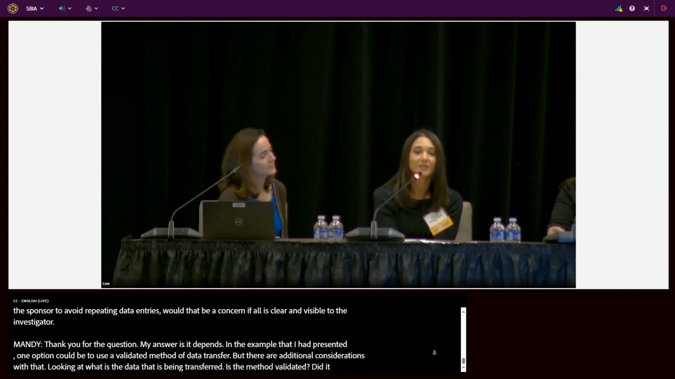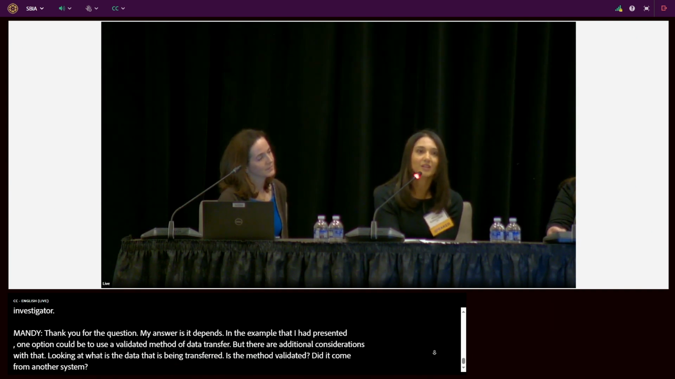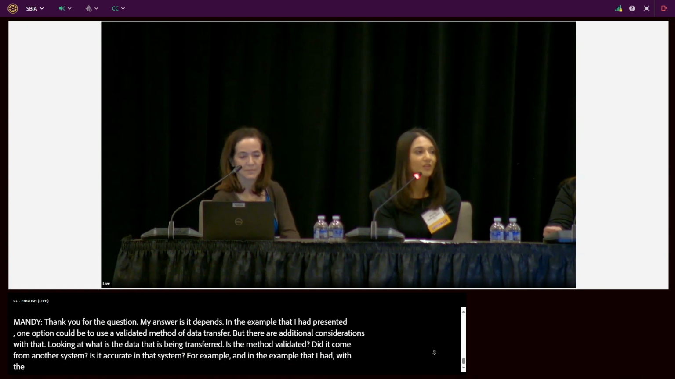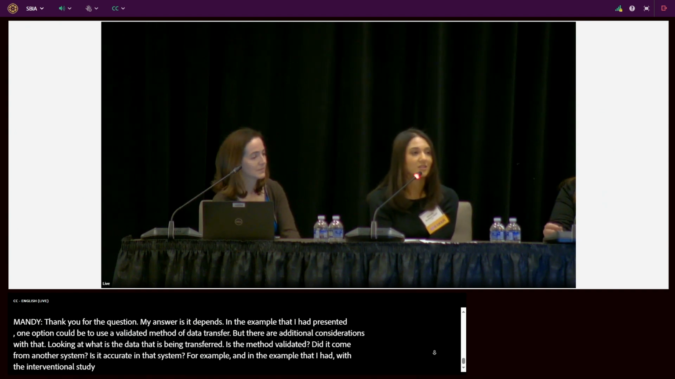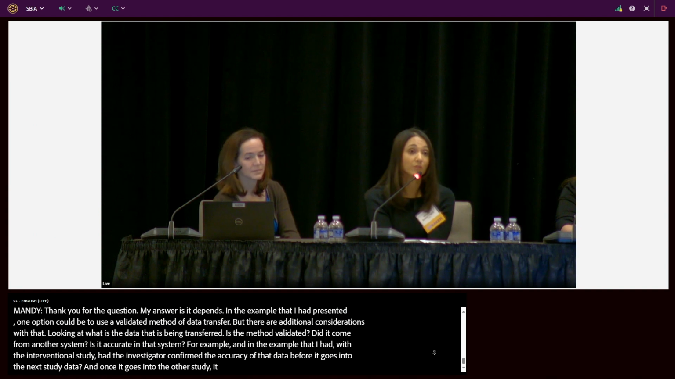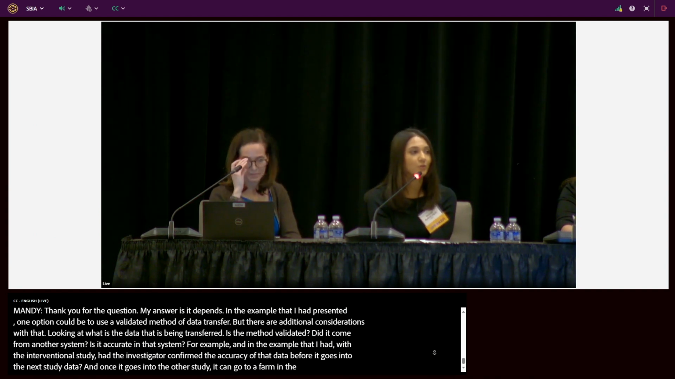For example, in the example that I had with the interventional study and the end of study visit, I had the investigator confirm the accuracy of that data before it then goes into the next study data database. And once it goes into the other study, it can go into a form in the eCRF, but it would be useful if that was then a viewable only CRF, so it can't be modified and changed, because then you will have further issues with potential data integrity and reliability.